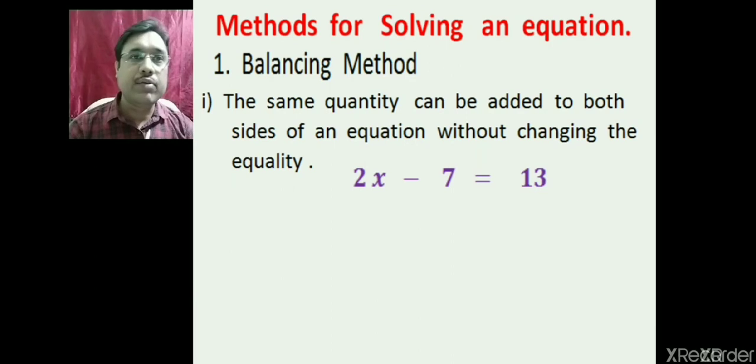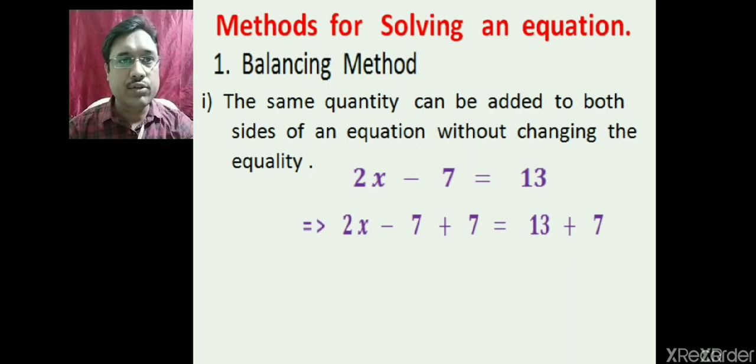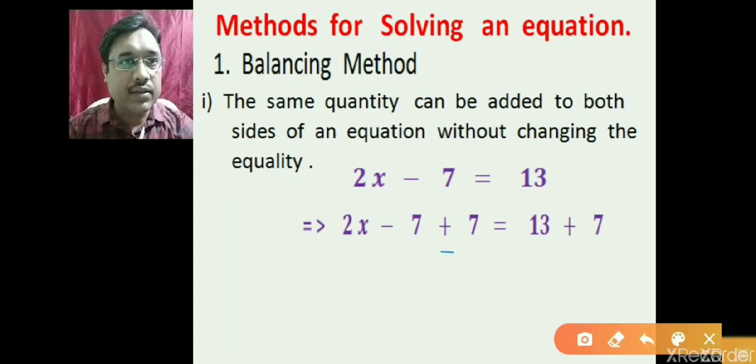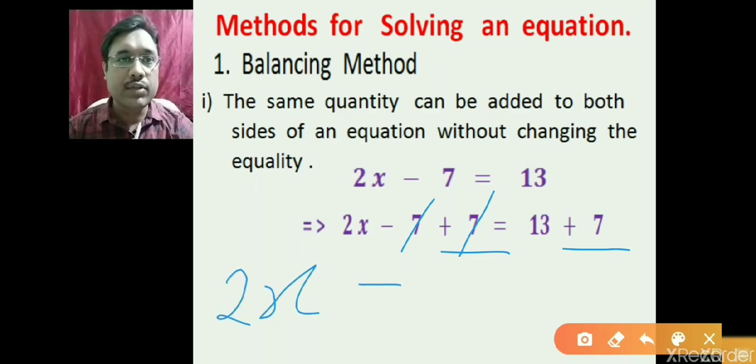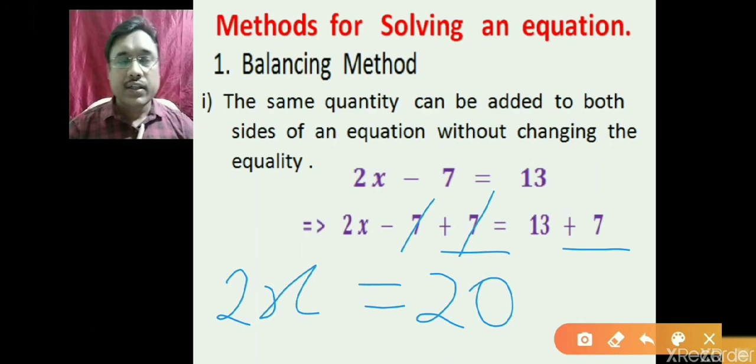So 2x minus 7 equals 13. Here, for removing this minus 7, you can add plus 7 to both sides, so that minus 7 and plus 7 cancel out, and the remaining thing is only 2x equals 20. Then if 2x equals 20, x equals 20 by 2, which means x equals 10. This way you can solve.